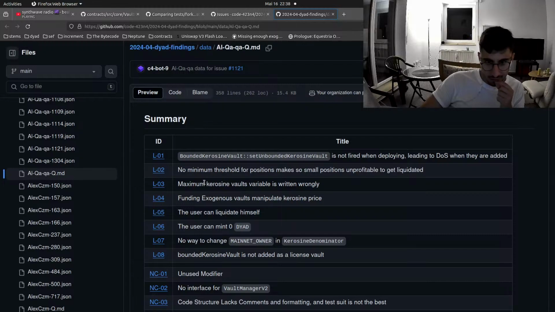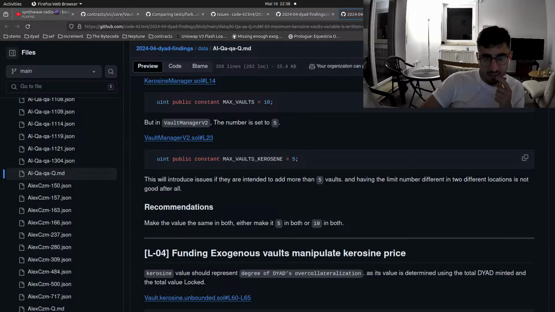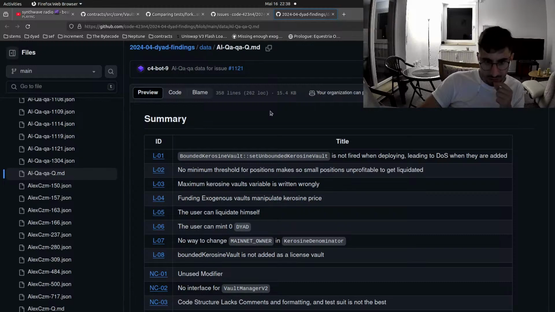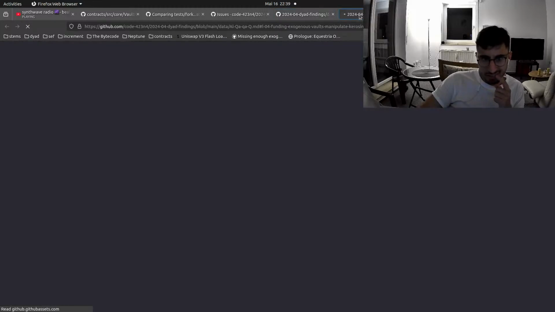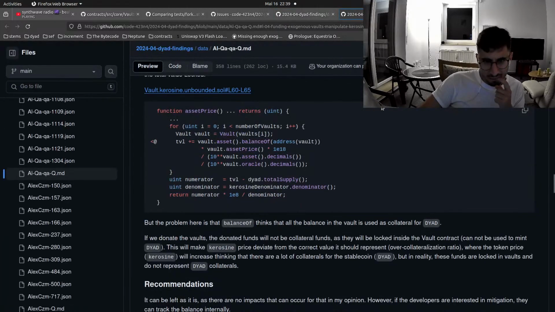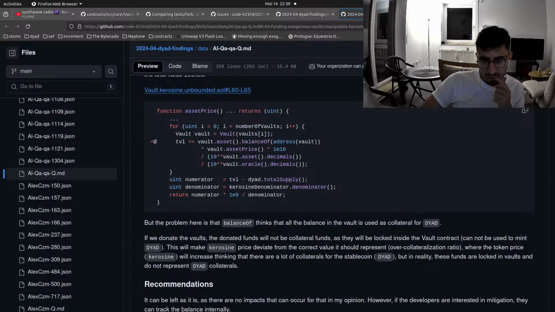Maximum kerosene vaults variables wrongly. What? Yeah, we don't have this anymore anyway. Funding exogenous vaults. What? Kerosene value should represent. But the problem here is balance.